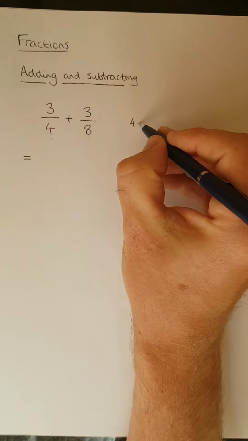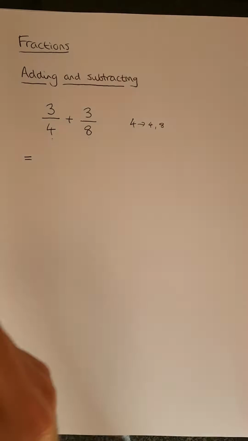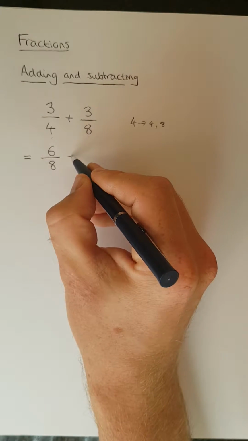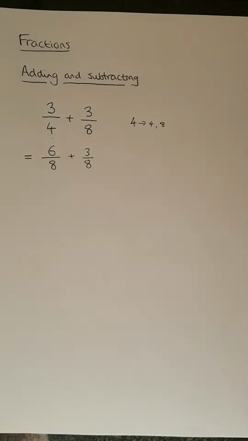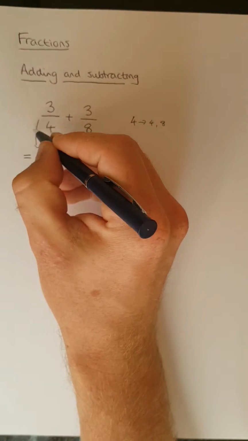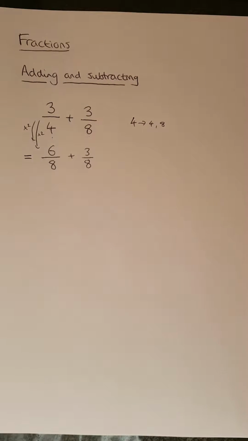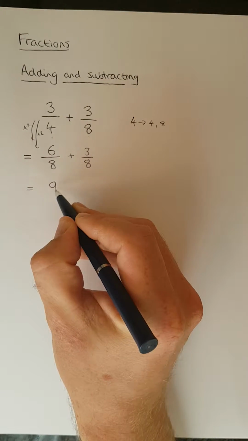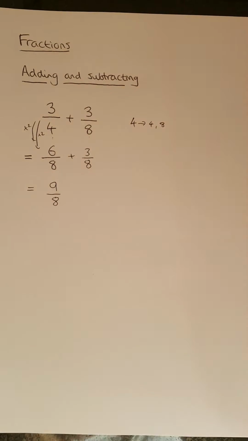Well, 4 is going to make 8 quite easily. So if I double both parts of the first fraction, then now I have the same denominator for both. So let's add those fractions. Okay, hopefully now you can see why I chose this example.